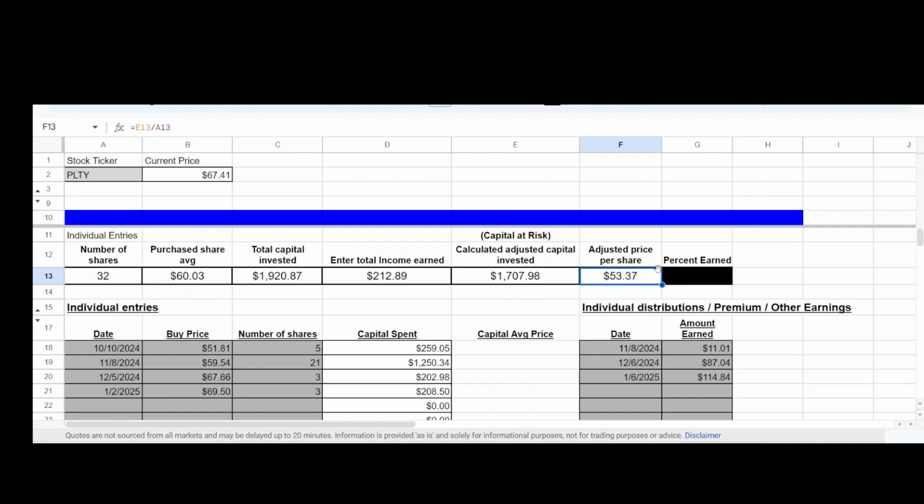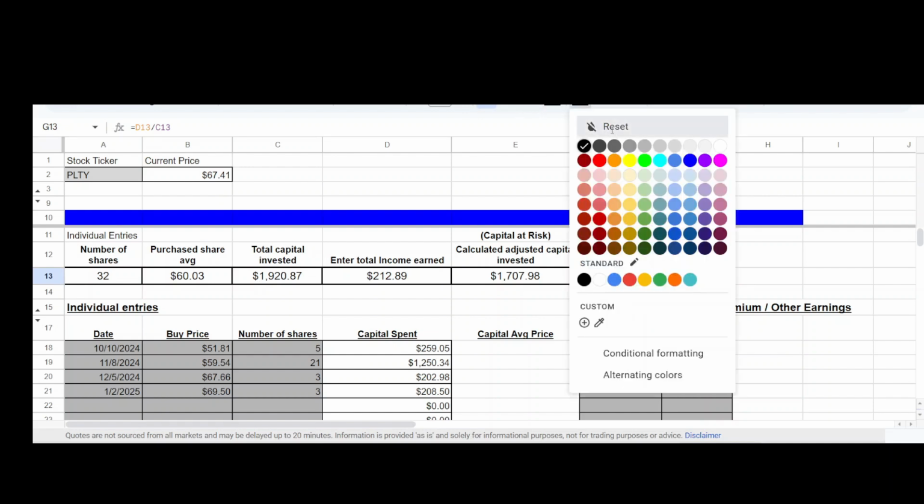So this $53.37 takes into account that I have been earning money throughout. I have been earning some distributions. I want to be able to capture that and roll it back into my price here so that I know at what point I have got my capital back, and once I've earned my capital back, then it's all 100% gains at that point. So percentage earned so far.